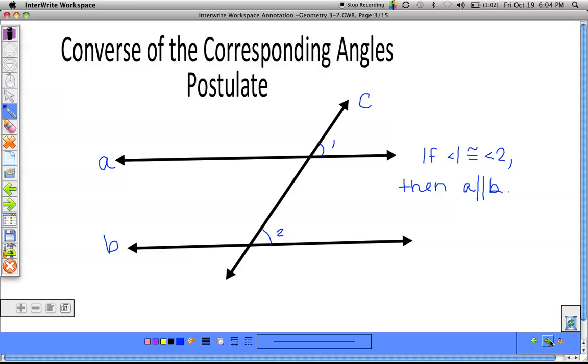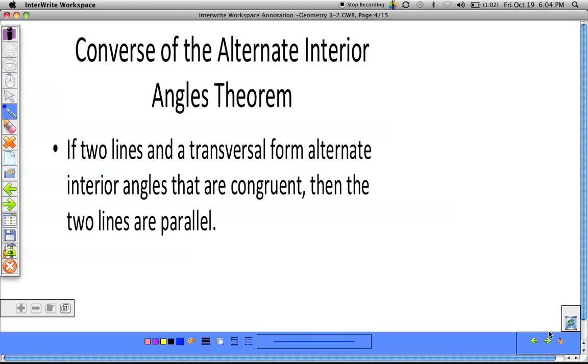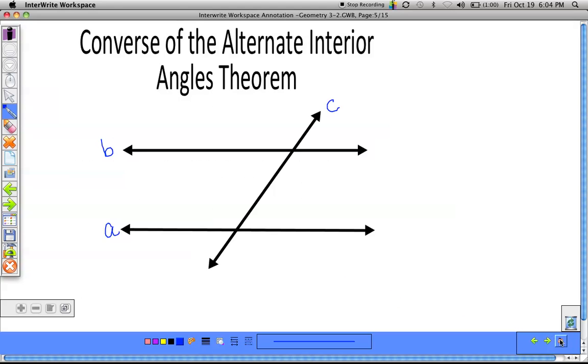So let's try another theorem, and that's the converse of the alternate interior angles theorem, and that says that if two lines and a transversal form alternate interior angles that are congruent, then the two lines are parallel. So let's take a look at an example of that one. Because we're looking for alternate interior angles, we're looking for angles that are on opposite sides of the transversal and that are in between A and B. So let's label this one angle 1 and let's label this angle 2.